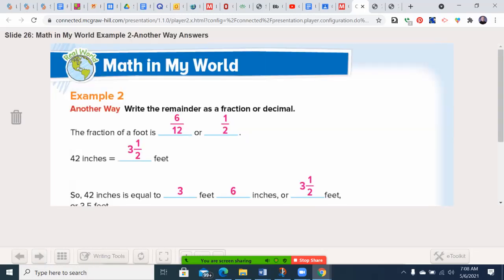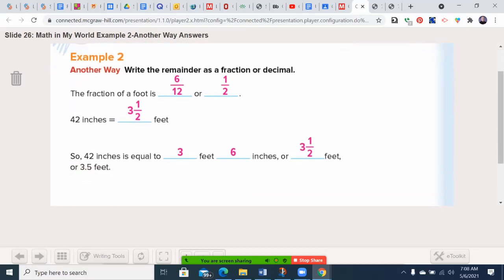Another way is to write it as a fraction. And remember, since we're dividing 12 inches into 42, our denominator is 12, because that's the divisor. The remainder was 6, I had 6 12s. That simplifies to 1/2. So I could say 3 1/2 feet.